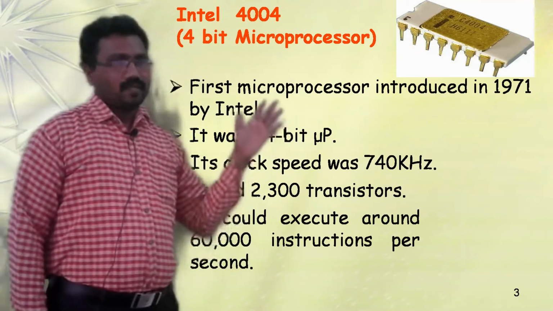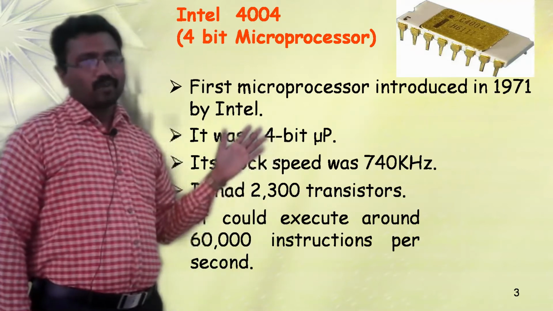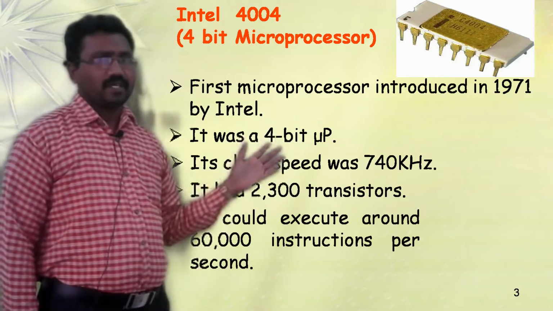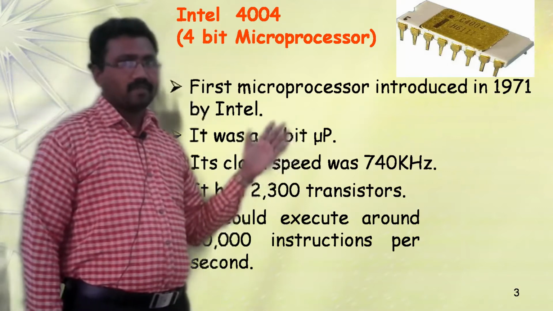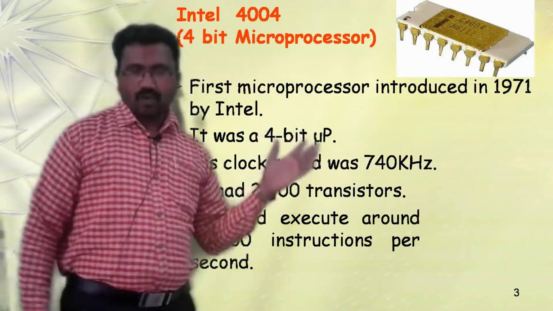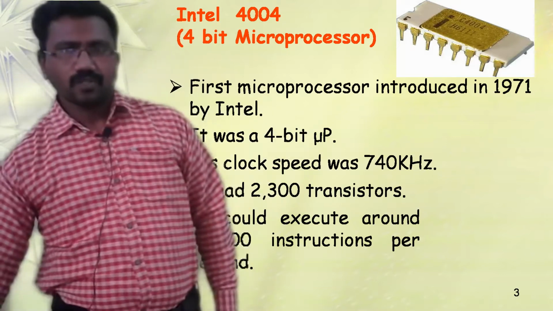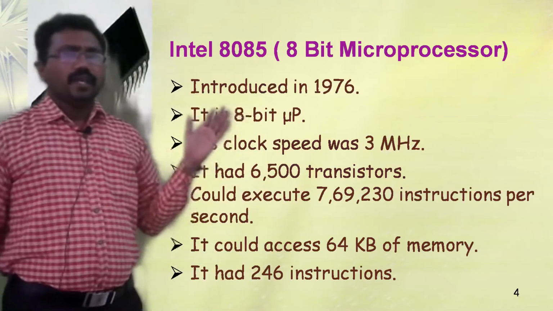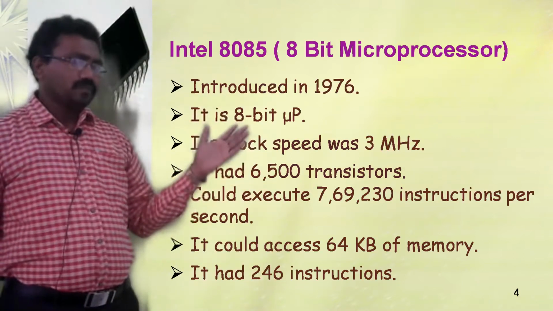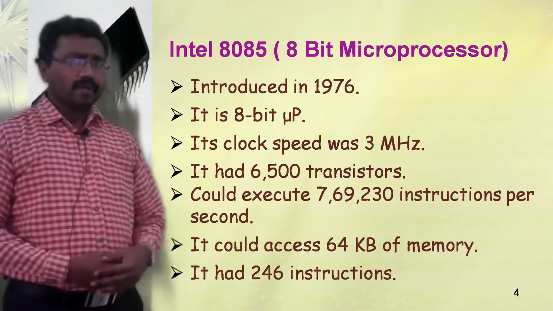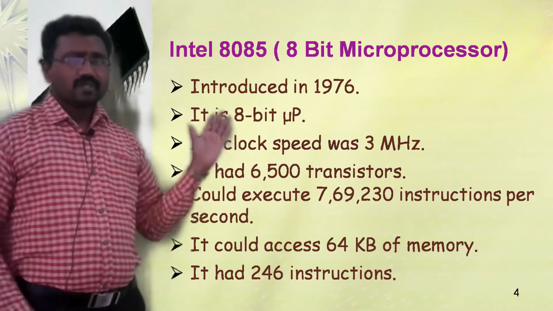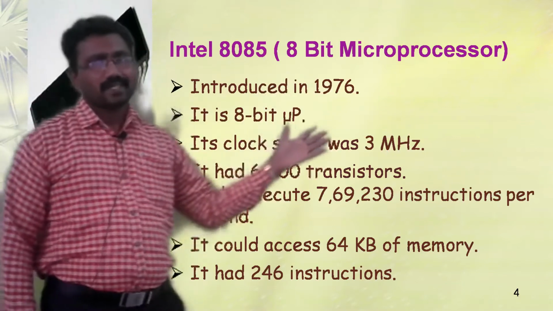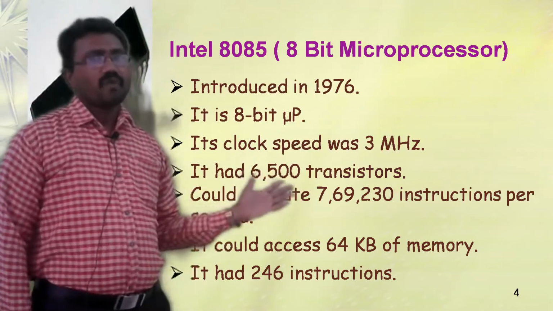This is the first microprocessor introduced by Intel in 1971. It is a 4-bit microprocessor. The name of the microprocessor is 4004. After that, many processors were introduced, and the next one is the Intel 8085. It is an 8-bit microprocessor, introduced in 1976. The clock speed is 3 megahertz and it has 6,500 transistors.